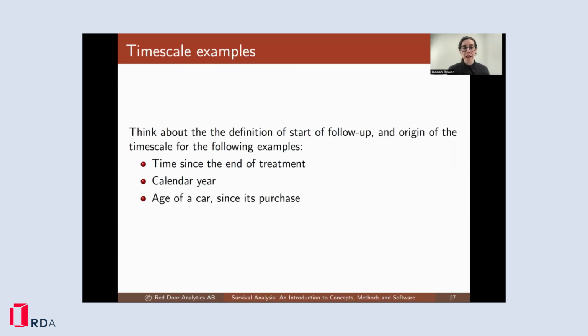And if we're looking at the age of a car, then the origin may be, if we're looking at time since its purchase, the time at which the car was purchased. If we think about the age of a car in terms of perhaps it's a second-hand car, then the origin would change because that may be the date of creation of the car rather than its purchase. So the origin could shift depending on the timescale for this specific example of age of a car.